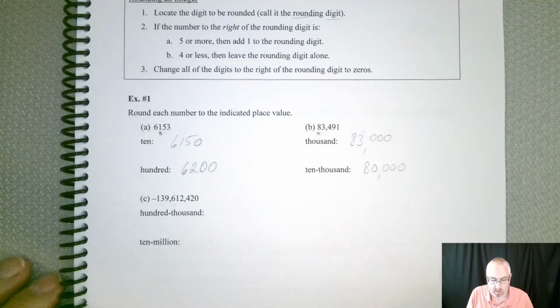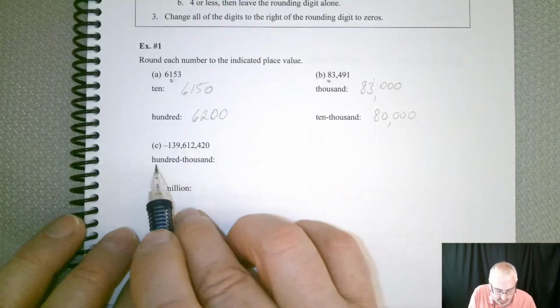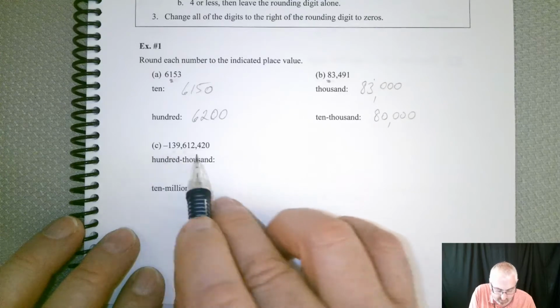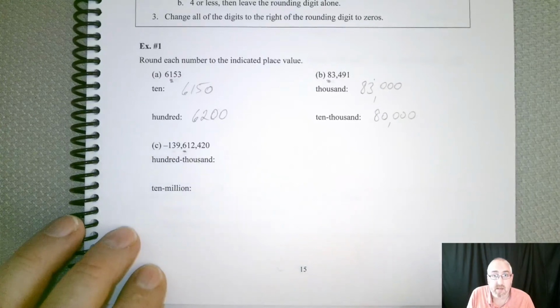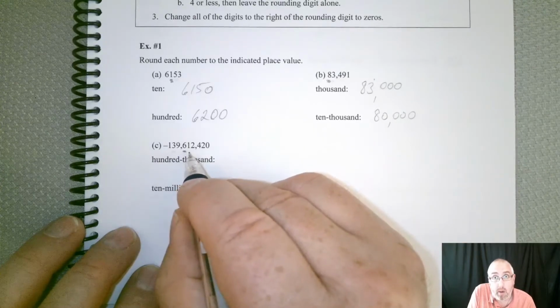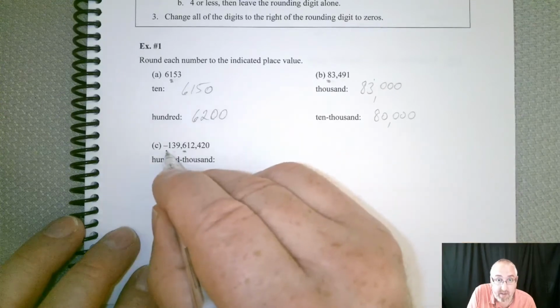80,000. All right, the last one here is a bigger one. We've got the nearest 100,000. Hopefully you're focusing on that 6. The digit after it is a 1, so we have to leave it alone. And then don't forget the negative. The negative is important.